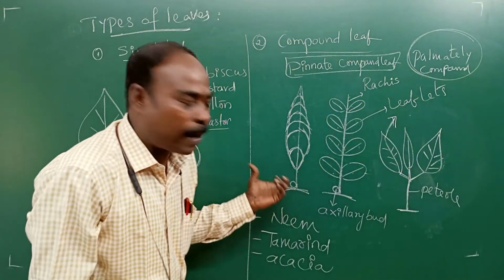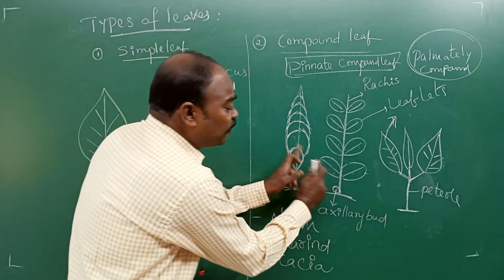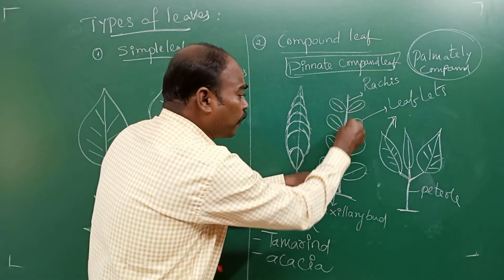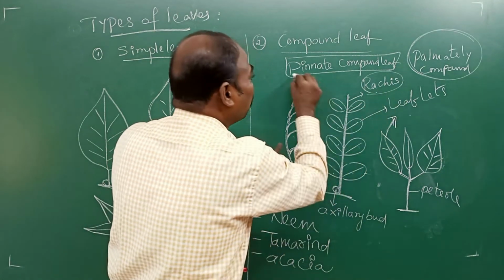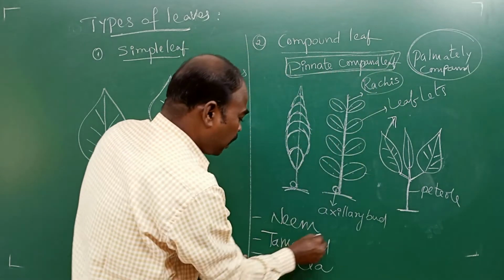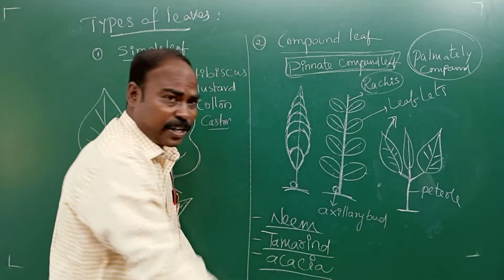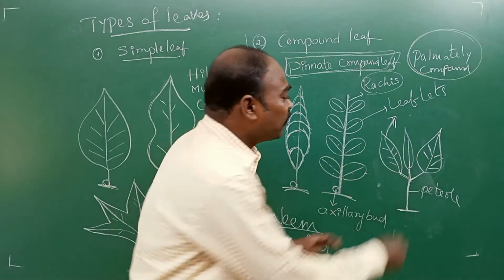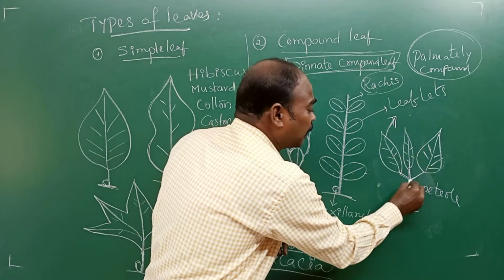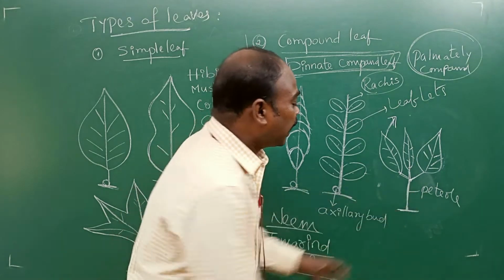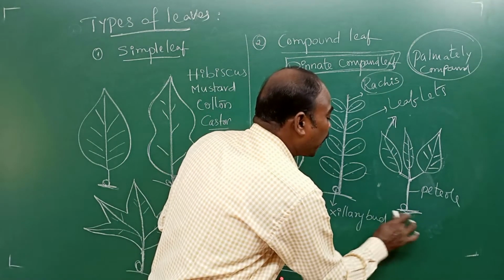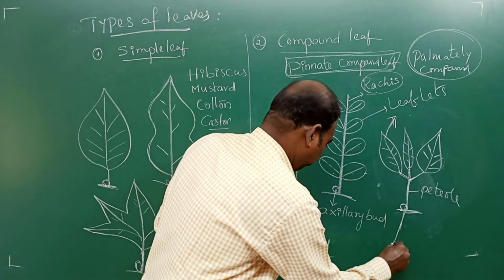Just let me repeat. When the leaflets are found on either side of the midrib, that is called the rachis, it is a pinnate compound leaf: neem, tamarind, acacia. Whereas when the leaflets are found at the tip of the petiole and join at a point, it is called a palmate compound leaf.